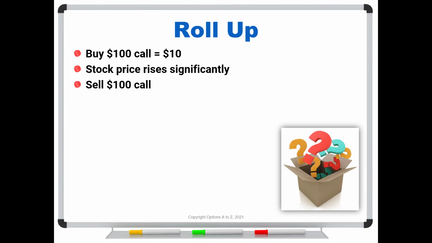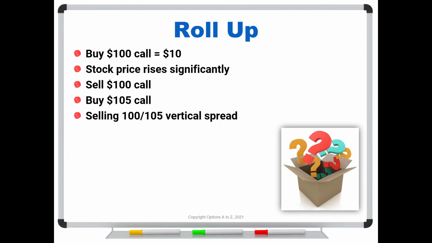So you would sell your $100 call, and you would simultaneously buy let's say the 105 or whatever that next strike is. And this would be selling the 100-105 vertical spread. So it's very easy to put into your broker's platform. Just sell the 100-105 vertical, and when it's all over and done, you will have closed your 100 and you will now be long the 105.